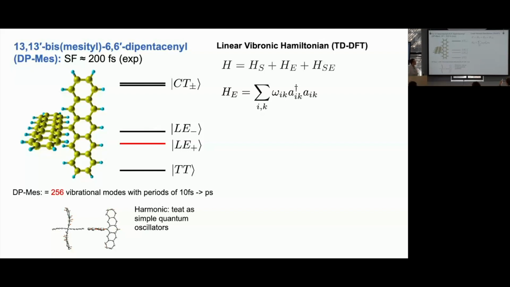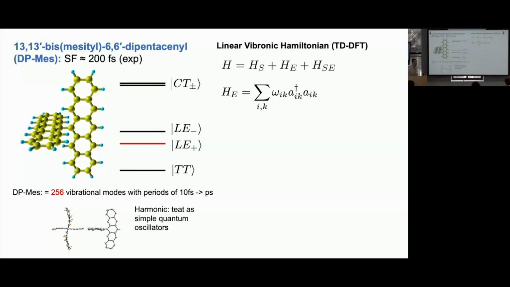Our environment, as said, are the normal modes and vibrations of this dimer. There are 256 of these, with a dynamical range spreading from femtoseconds to picoseconds. So think about the response functions. It's multi-scale and linear vibronic, and we're going to treat our environments, as we've seen many times in many of the different models, as harmonic oscillators. This makes our life a lot easier.